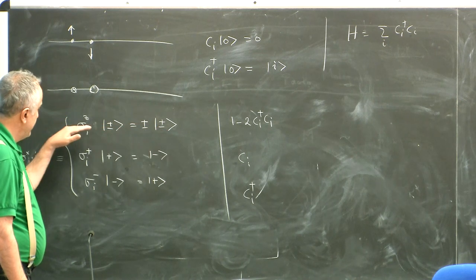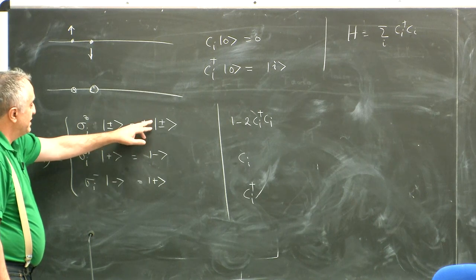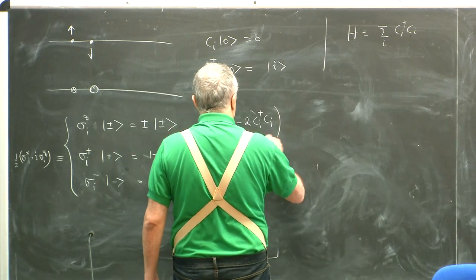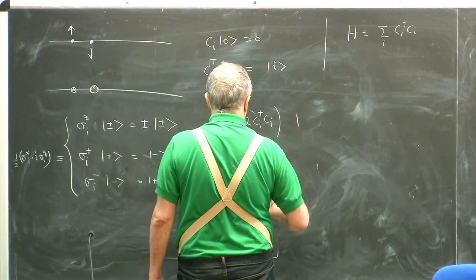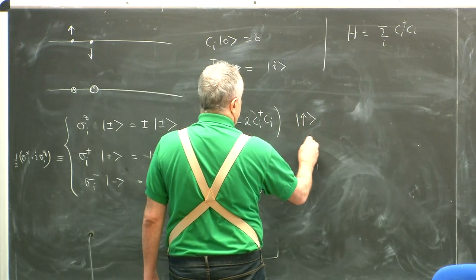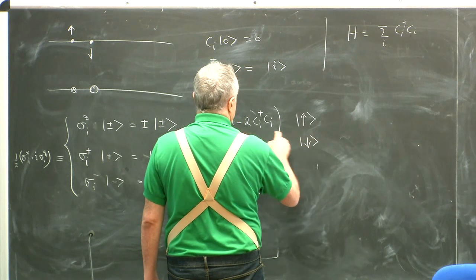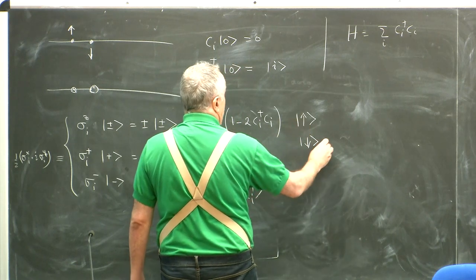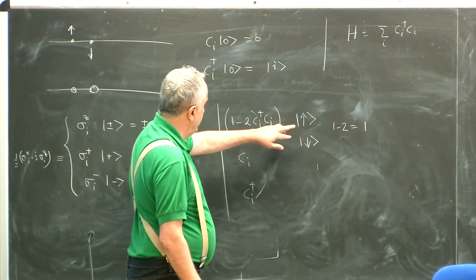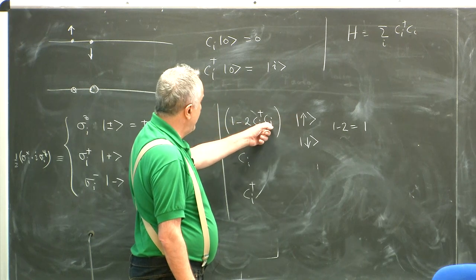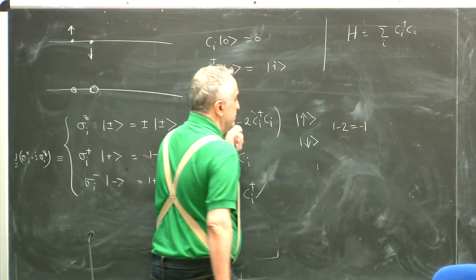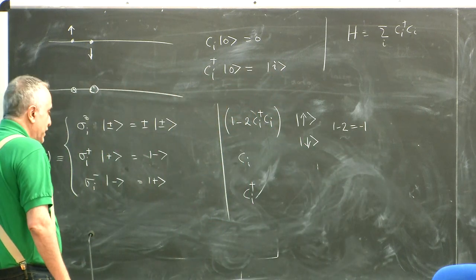I have this operation, sigma z just gives me the sign, and you can see from here that if I have a spin up, CI takes the spin up to spin down. CI dagger takes it back there, and 1 minus 2 will give me 1. Alternatively, if it is down, this will annihilate it, and I get a plus 1. So these are the right operators.